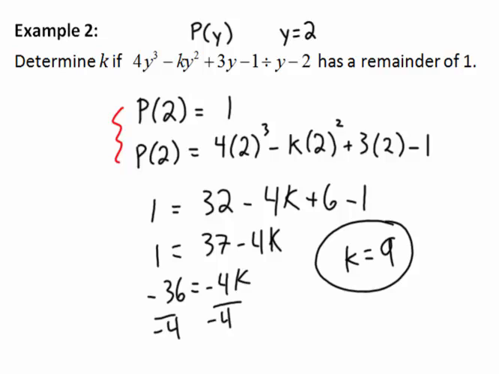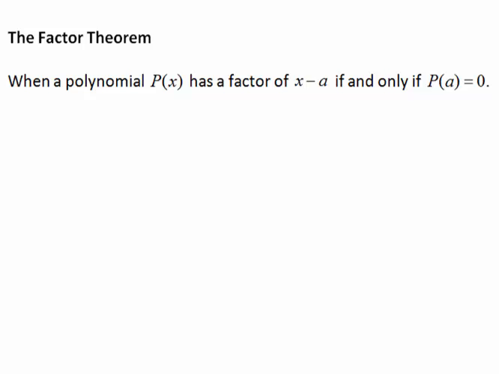Well, an extension of the remainder theorem is what's called the factor theorem. And the factor theorem looks very similar. When a polynomial p of x has a factor of x minus a, this is true if and only if p of a is equal to 0. What is this really saying? That the remainder is 0. So the factor theorem is really just an extension of the remainder theorem. This time we want the remainder to equal 0.